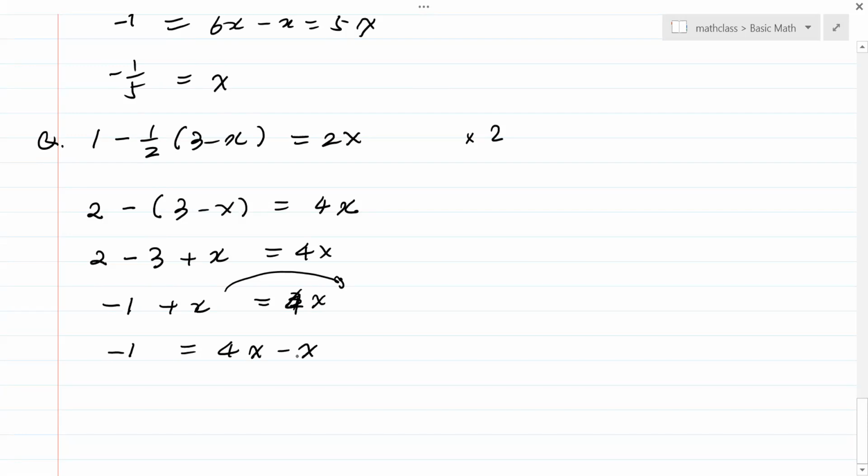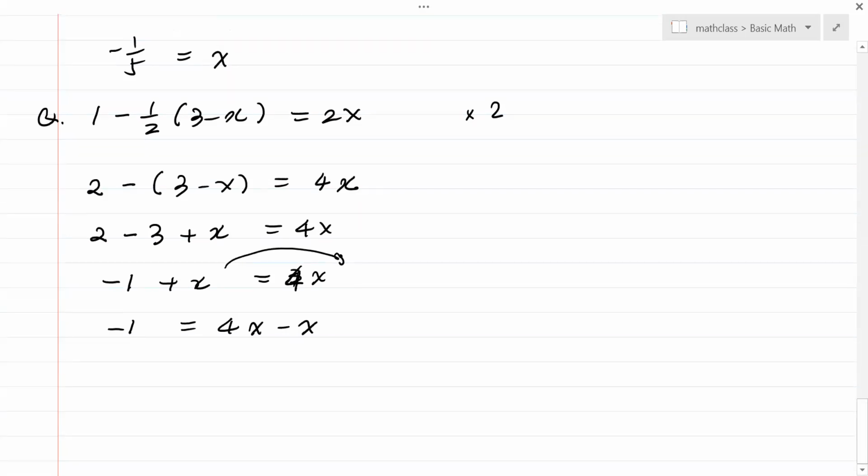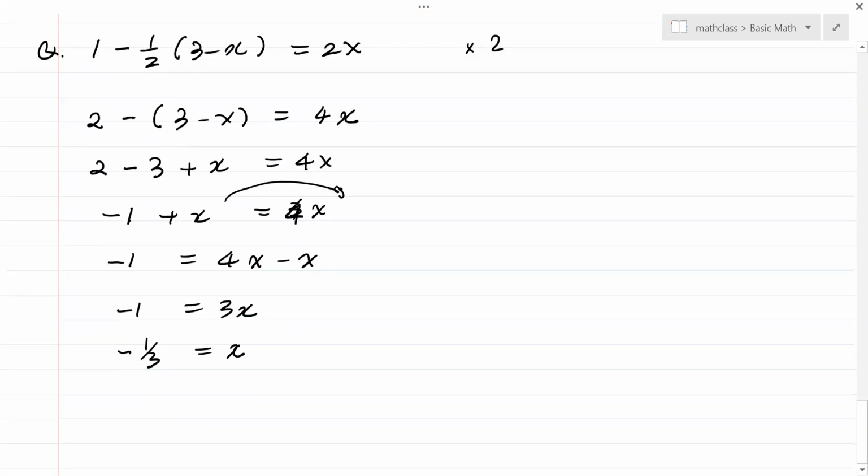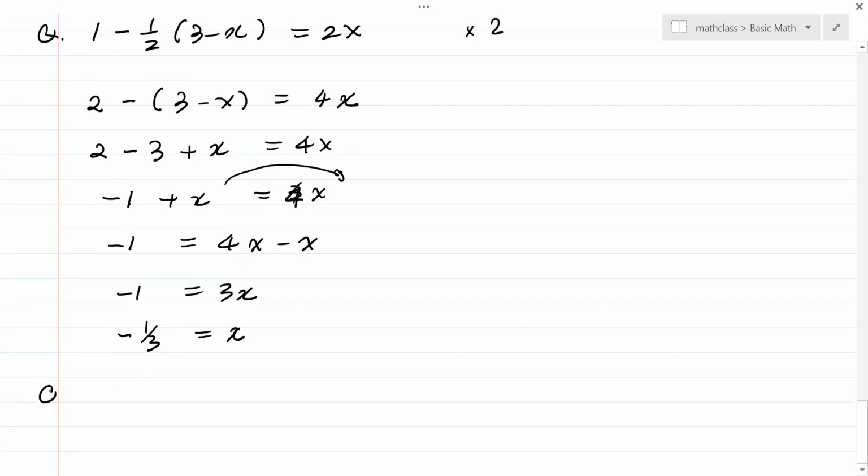Just minus x from both sides. The left-hand side x is gone. It's equivalent to just moving a term from one side to the other side. So negative 1 equals 3x. Then you divide both sides by 3, and you get the answer. All right, let me ask you to do the next problem.